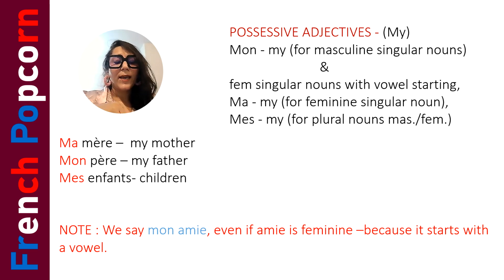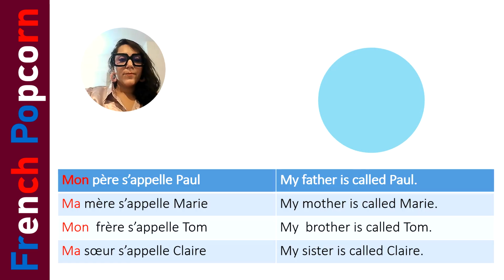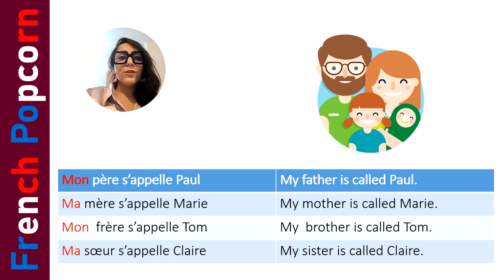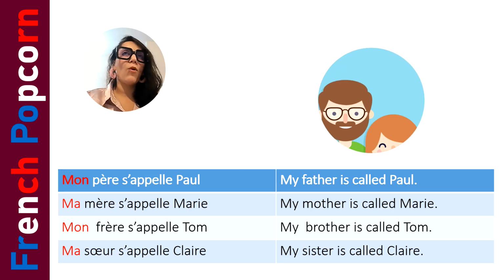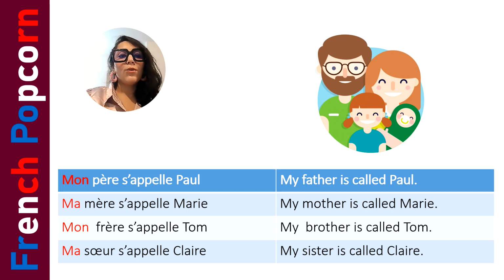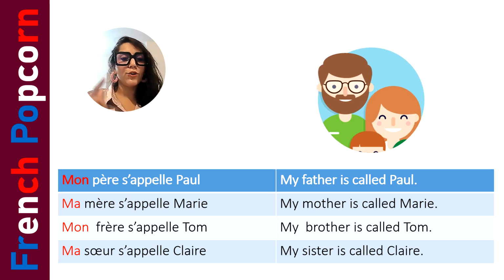We will dive into this a bit further later. Okay, so you can repeat after me and write it down. It's very important to write everything we see in the class, and we are mixing in a little bit of the first lesson we have seen before. Just repeat after me. The first one: my father is called Paul. Mon père s'appelle Paul. Your turn.